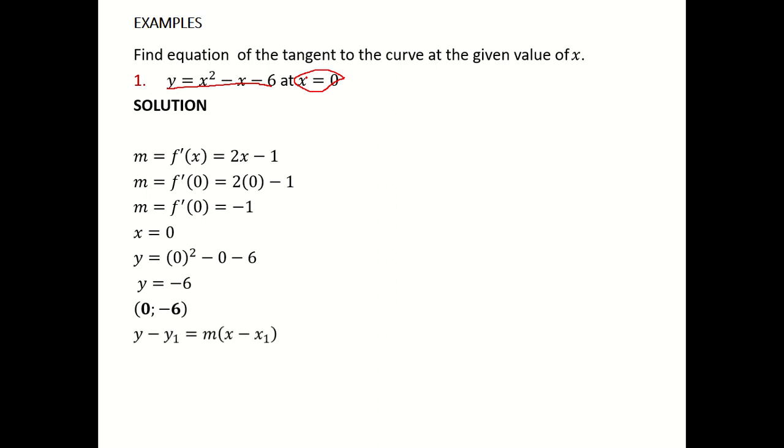Then substitute this into the straight line formula. Where there's y1, I'm going to substitute -6. Where there's m, I'm going to substitute -1. And where there's x1, I'm going to substitute 0.